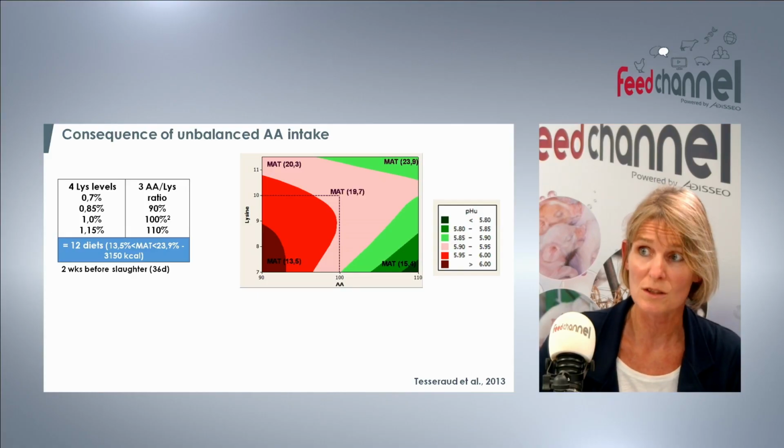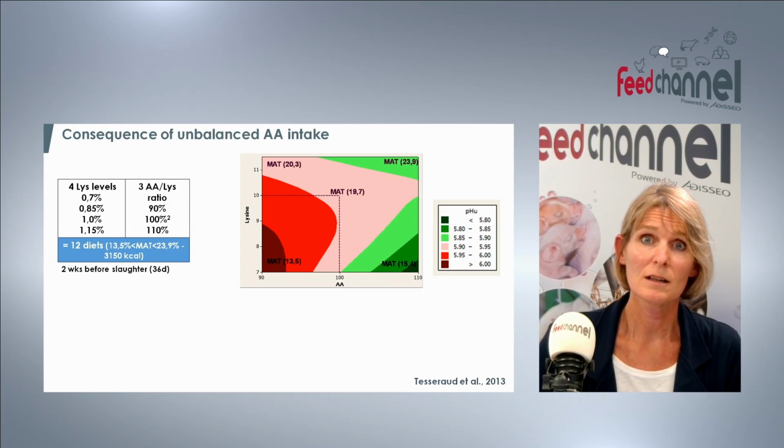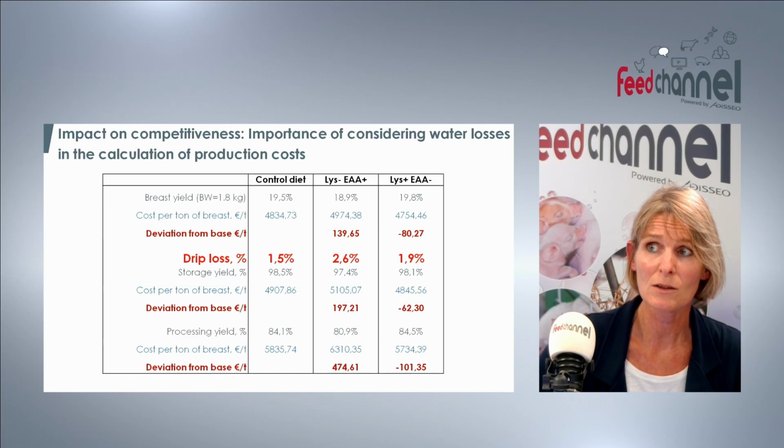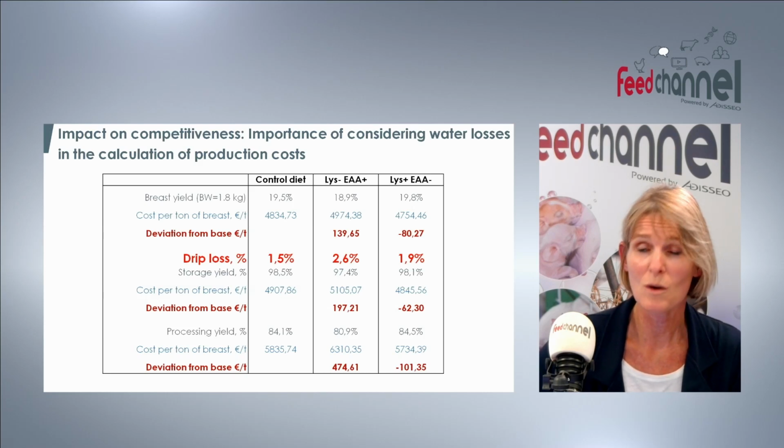So the consequence for meat quality was, of course, significant. But with our partner, we tried to look at the calculation regarding the cost and the gain we can have by feeding birds with a good amino acid balance. And what we found is that if the diet is well done to produce meat with a high pH, we can, compared to the control, gain about 100 euros per ton of meat produced.